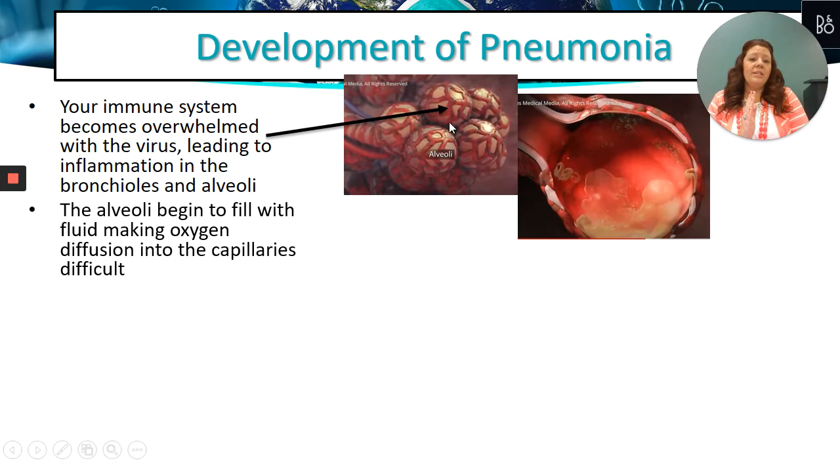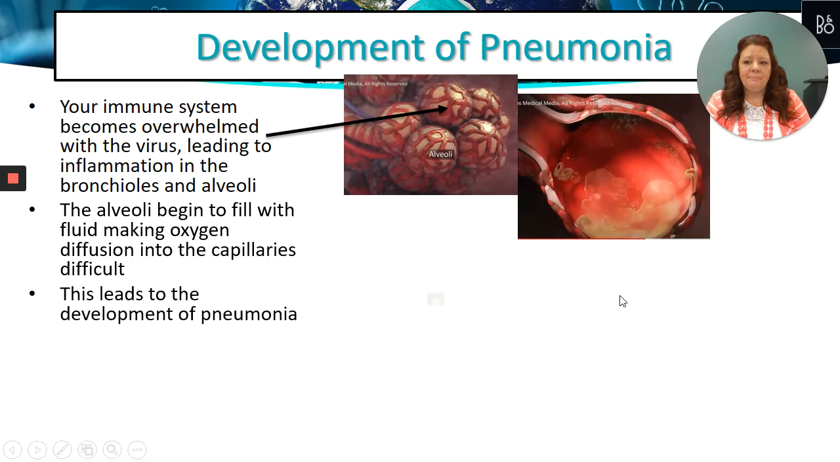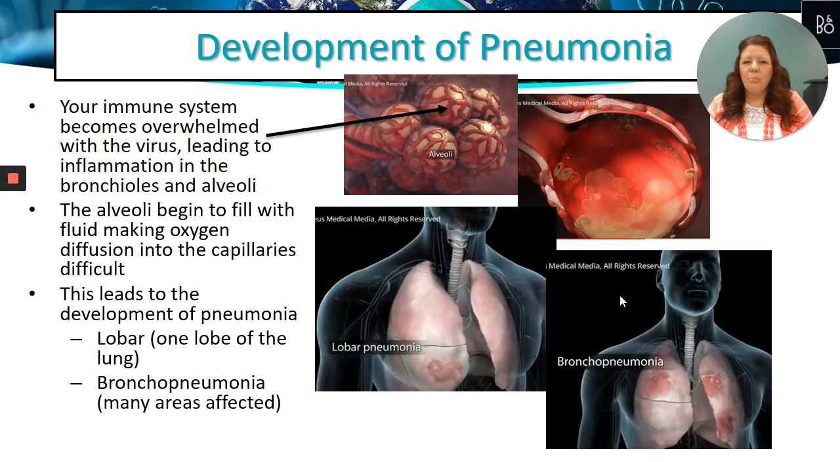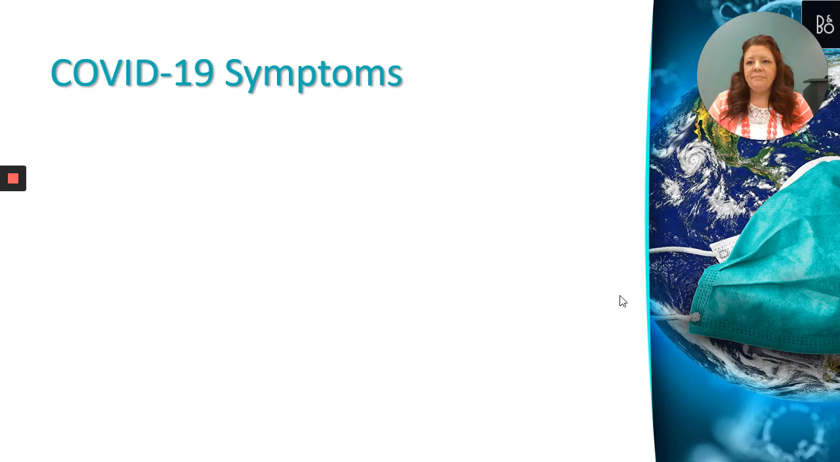So you see those capillaries that are lining each alveolus. Because there's fluid in the way, we can't have diffusion of oxygen across that membrane. As a result, this is going to lead to the development of pneumonia. In some folks, it may be lobar pneumonia, so it's occurring in just one lobe, or it could be what we call bronchopneumonia, where it's in multiple lobes. So you see some pictures of that there on the screen for you.